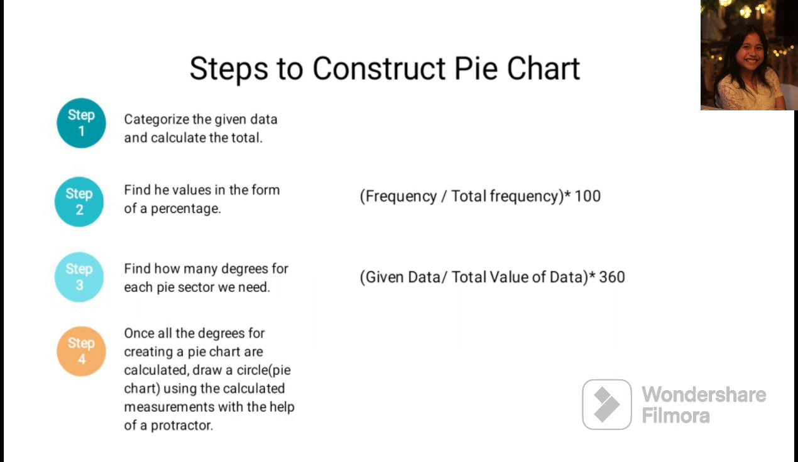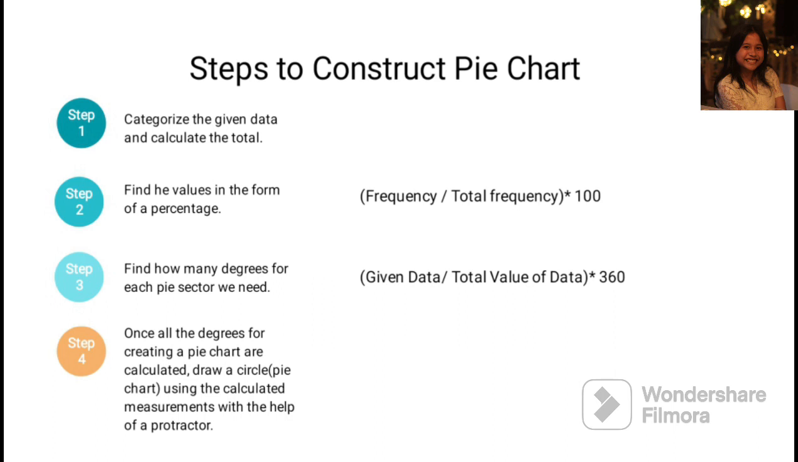Step 3. Find how many degrees for each pie sector we need. To convert the data into degrees, we use the formula given data divided by total value of data times 360. Ang pagpangita sa degrees is same ra sa pagpangita sa percentage, but ang imong i-multiply kay 360 instead of 100. Ang degrees kay helpful in making sa pie chart kay ang degrees represents the measurement sa angle for each pie sector.